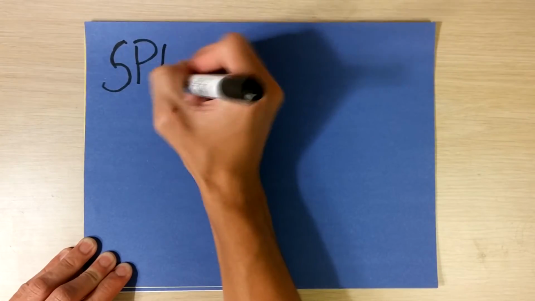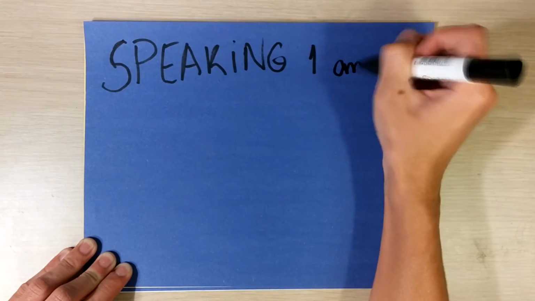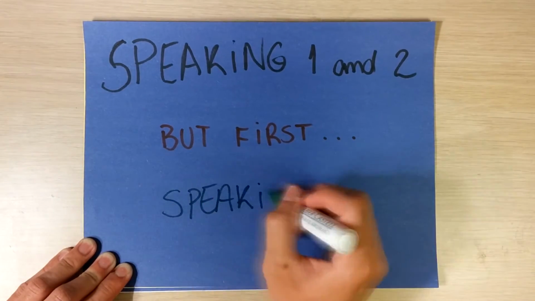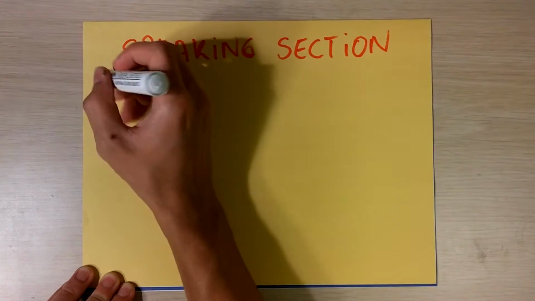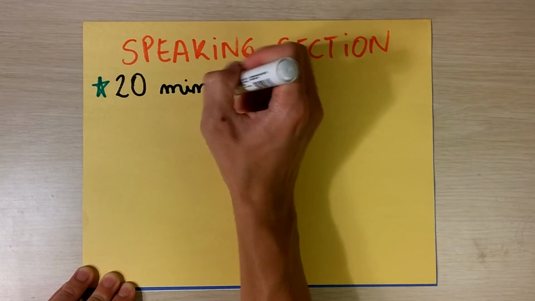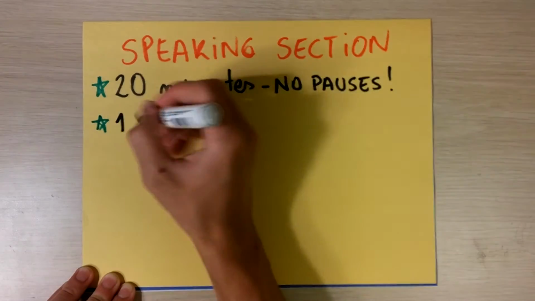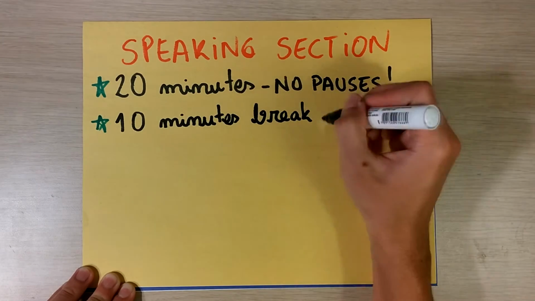Today I'll give you some tips for the first and second questions of the speaking section. But before making a structure for it, let's understand the speaking part as a whole. The speaking section of TOEFL consists of 6 questions and takes about 20 minutes to be completed. It does not have a break between questions. However, there is a 10-minute break right before the whole section.